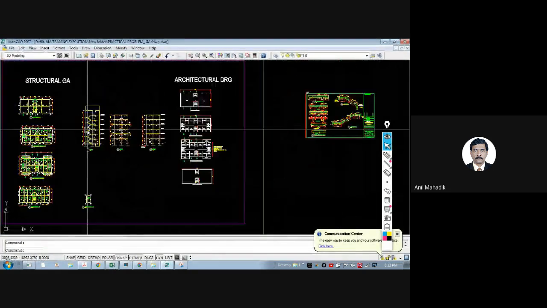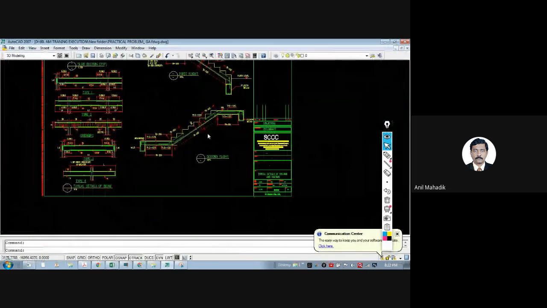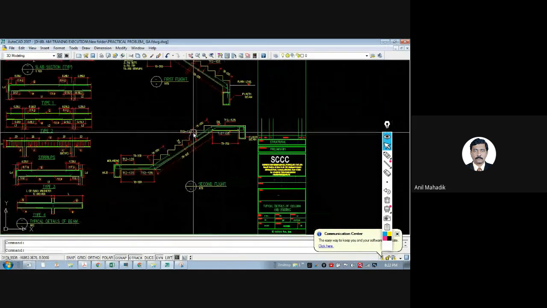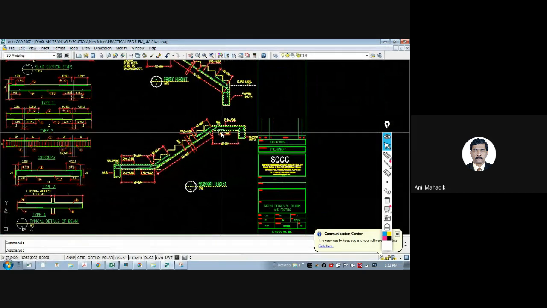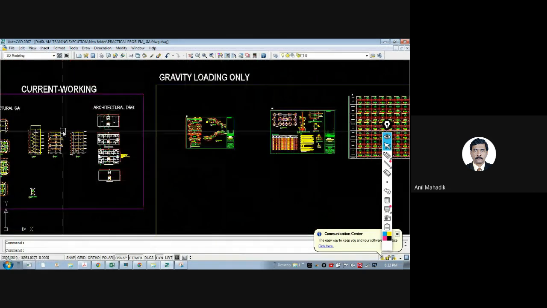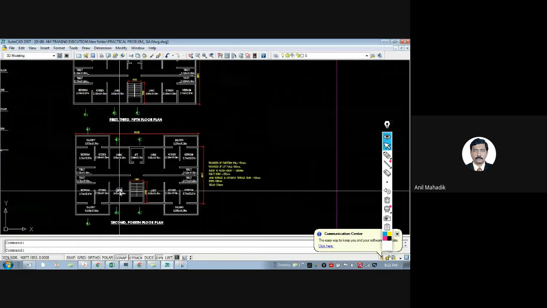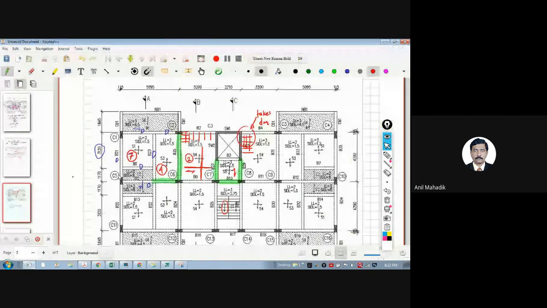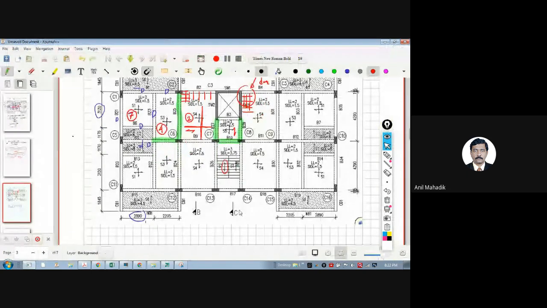But the speciality is in the detailing part, which is very important here. So generally, you know that there is a mid-landing beam for the staircase. Why is that? So if you see this, now tell me where is the mid-landing beam for this staircase? Where is it? B17. B17 is the mid-landing beam.